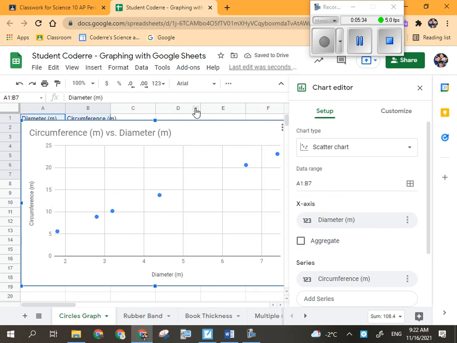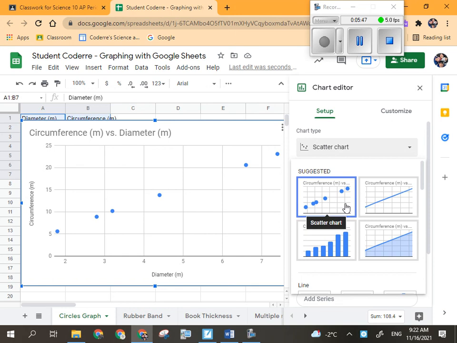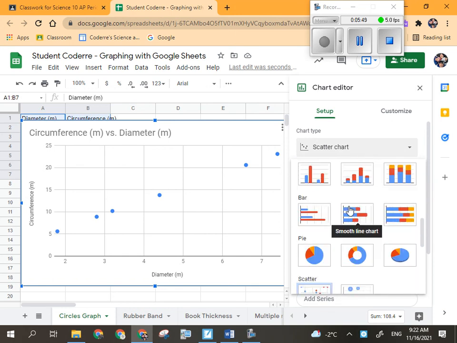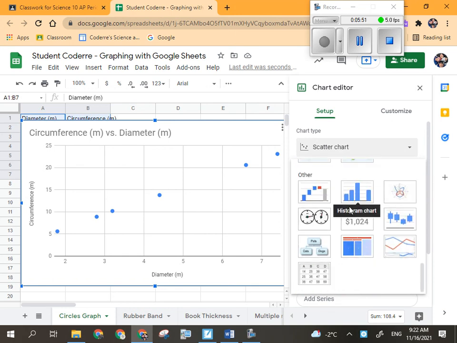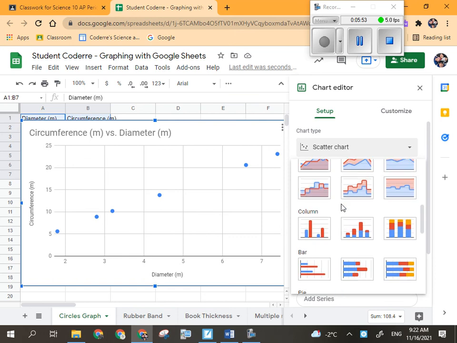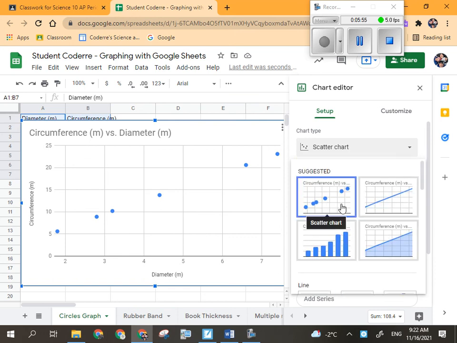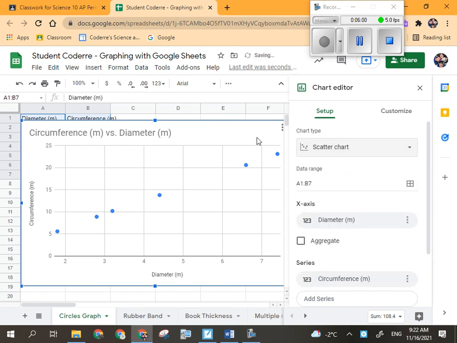Sometimes Google Sheets picks the right kind of graph. Sometimes it doesn't. Today we were lucky. It actually picked what we call a scatter chart. If it doesn't pick that, then you have to click in here and scroll through all the types of graphs that Google likes to pick when it's building graphs. Often it picks a bar graph, which we don't want. But today it picked the right one, which is a scatter plot. It shows all of our individual points.